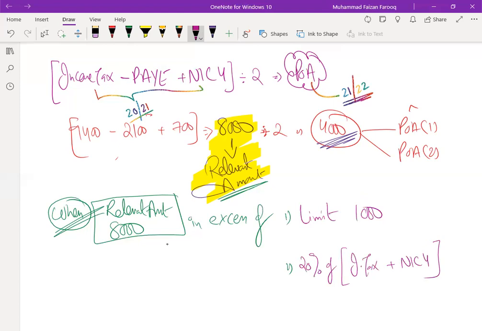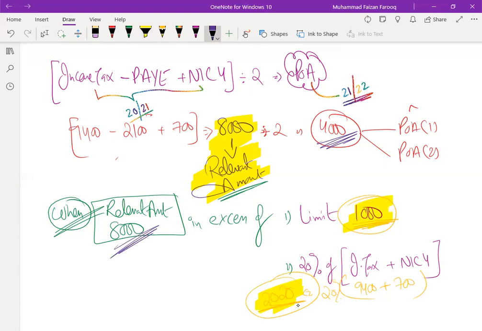Just for the sake of this question, this 1,000 is fixed. The income tax was 9,400 and NIC4 was 700. Right or wrong? The 20% of this bracket is how much? Yes, 2020. Now very carefully, this 2020 and this 1,000.